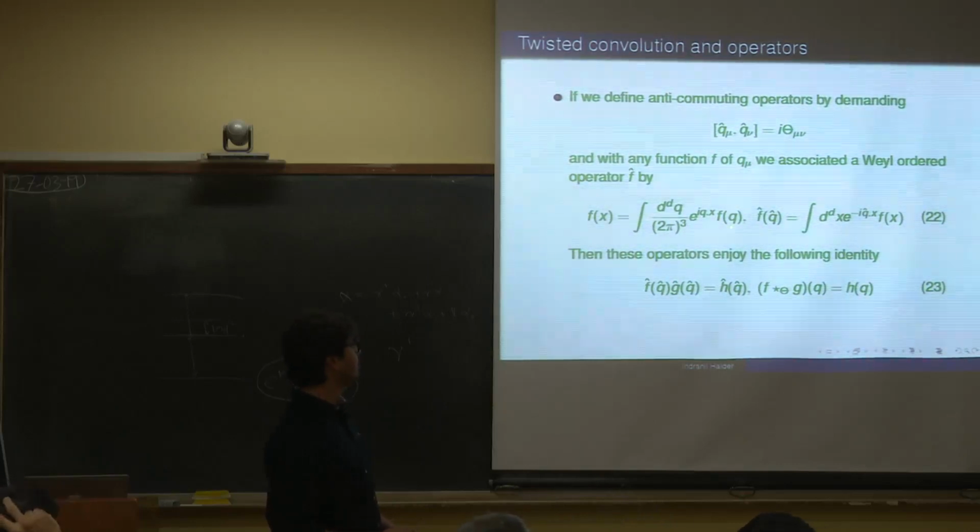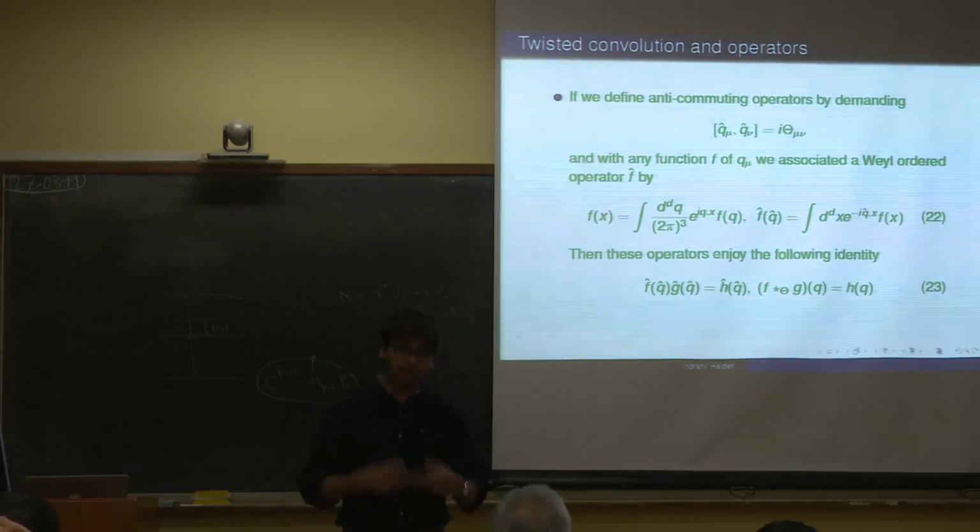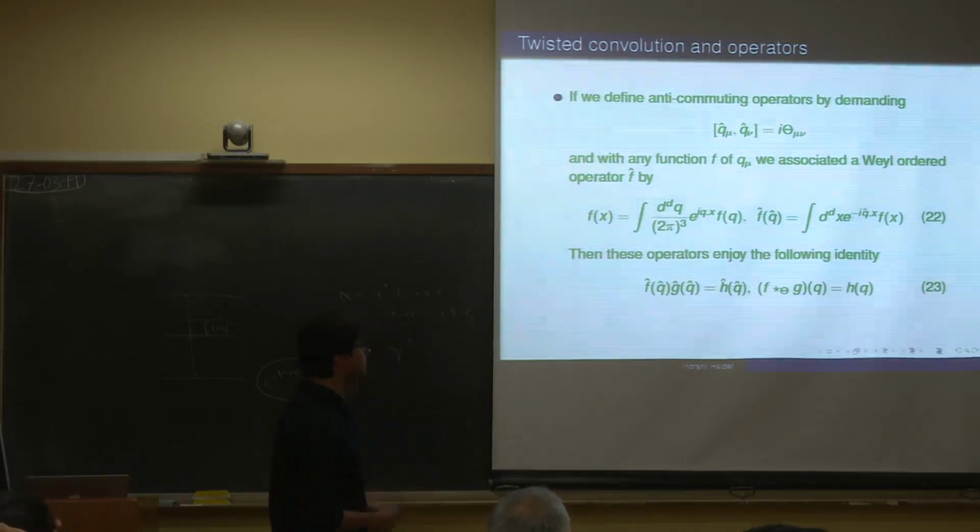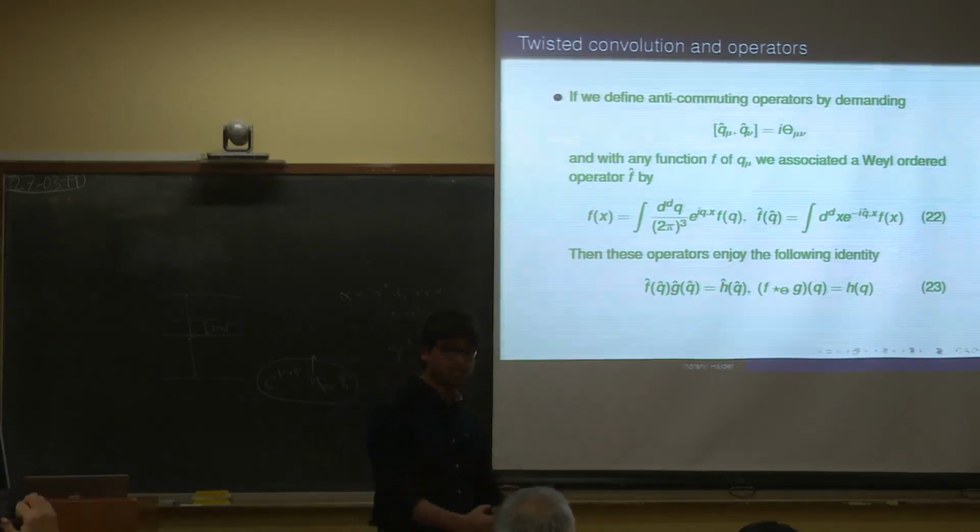Suppose you have a function f of q, you take its Fourier transform, but to get the function back you Fourier transform with the operator here. So in this way you associate an operator with every function. Take the function, make a Fourier transform, but to come back you insert the operator. So this is how you associate operators with functions, and this association has a nice property that if for functions the twisted convolution of G and H holds, then the corresponding operators are just natural operator products.